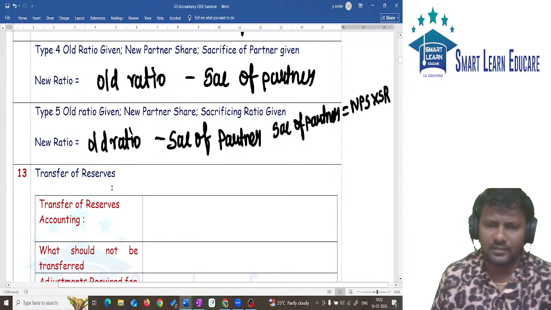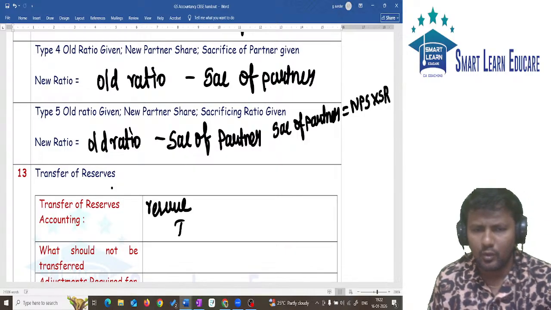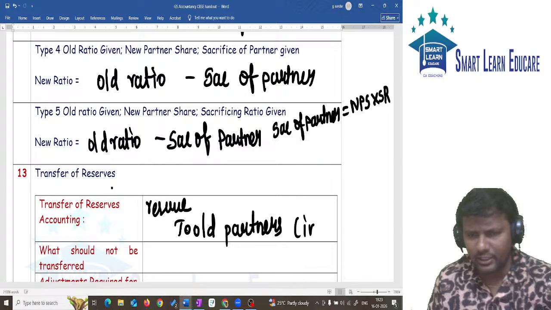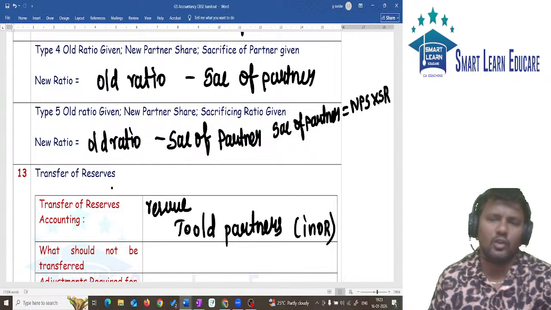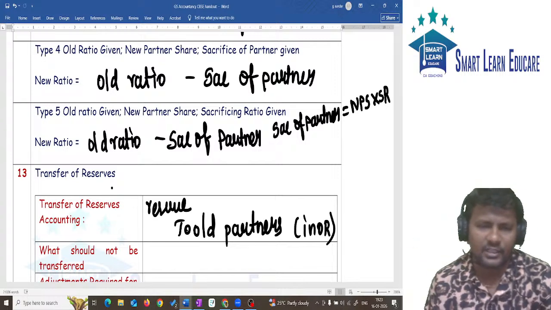Transfer of reserve. What is the entry for reserves? Reserve account debit to old partners, in what ratio? Old ratio. Suppose reserves are to be retained, then gaining partners capital account debit to sacrificing partner, and that entry will come.